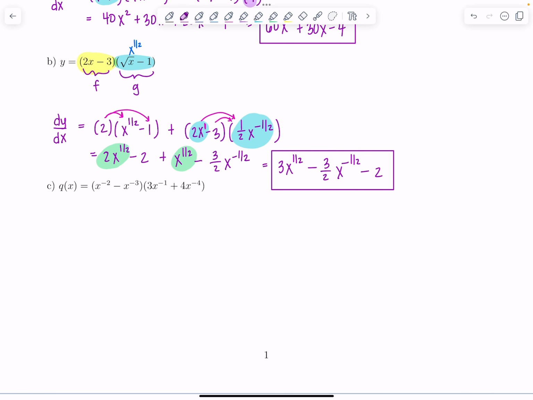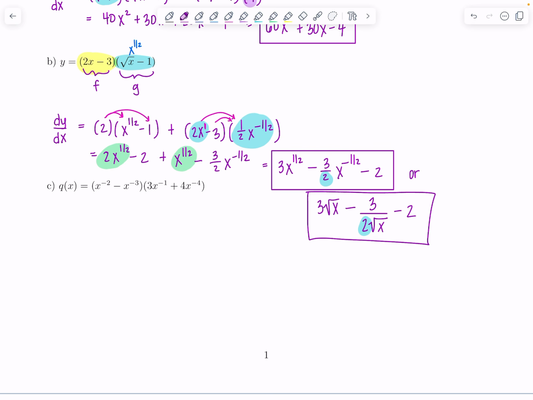Or sometimes your instructor might want you to go back and write your final answer using radicals, no negative exponents. So if that's the case, then you should write 3 rad x minus 3. I'm going to put that x to the negative 1/2 in the denominator. So now it's rad x in the bottom. And then this 2 just goes and joins it because it's already in the denominator, minus 2. So that's your other option. And again, just check with your instructor, see if they care how you write your final answer.